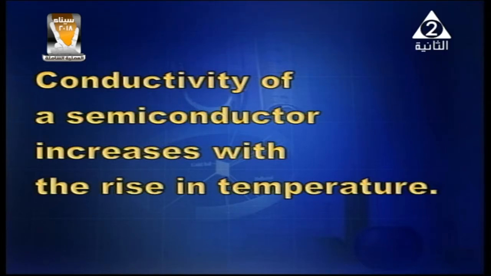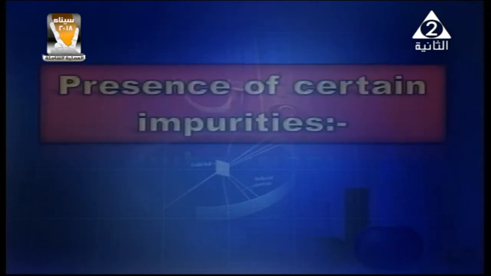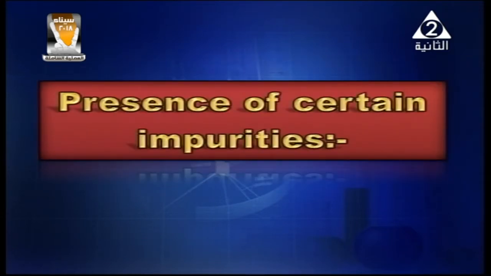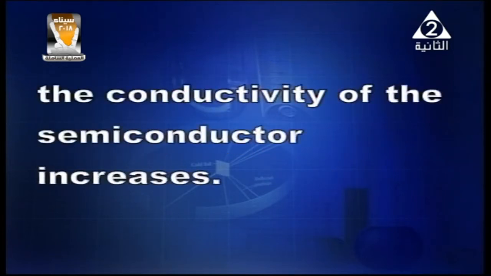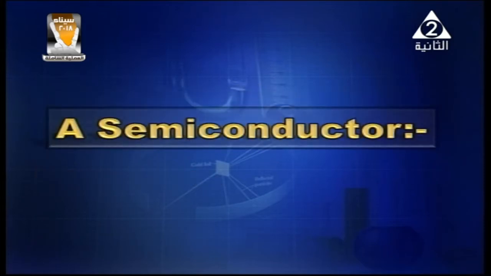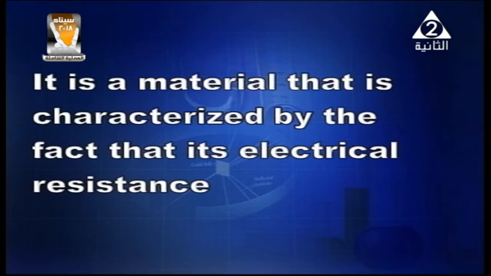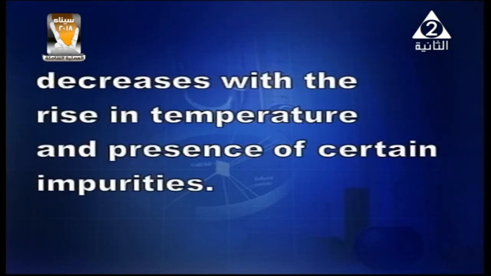The second factor affecting conductivity is the addition of impurities, the presence of certain impurities. When certain impurities are added in controlled amounts to a semiconductor, the conductivity of the semiconductor increases. So, we'll summarize all this in the following definition of a semiconductor. It is a material that is characterized by the fact that its electrical resistance decreases with the rise in temperature and presence of certain impurities.